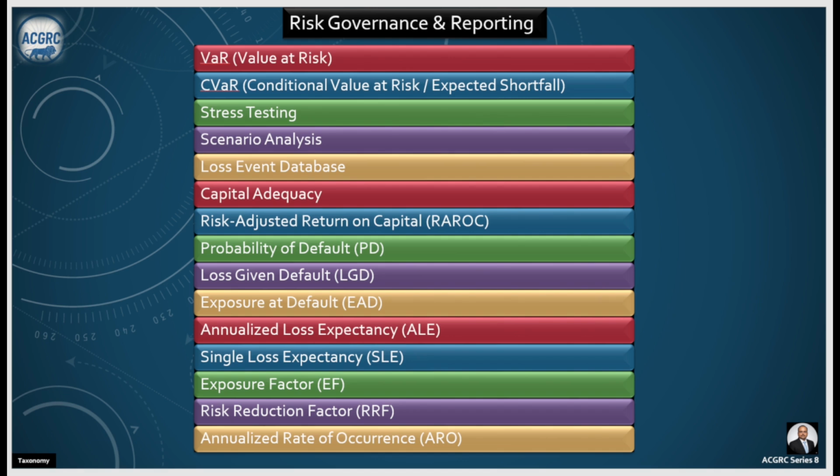Capital adequacy ensures we hold enough to absorb shocks, and RAROC aligns profitability with the risk we take. In credit, PD, LGD, and EAD quantify exposures, showing who might default, how much we would lose, and what's at stake. And in cyber and operational risk, we have ALE, SLE, EF, ARO, and RRF, which translate threat into financial terms. Because for the board, risk quantified is risk controlled. And in today's world, clarity is the highest form of resilience.